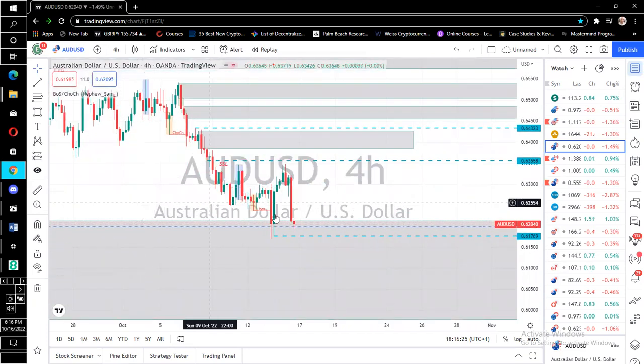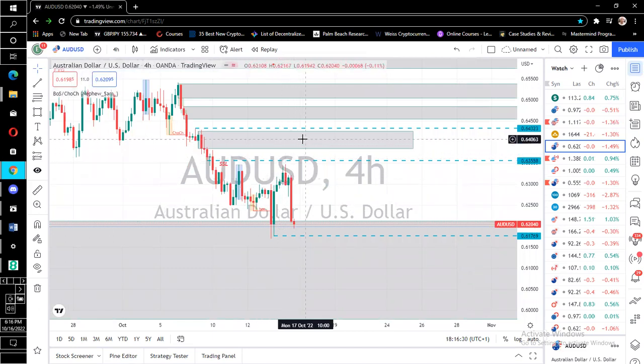AUDUSD isn't performing bad, but then we were anticipating that AUDUSD will find a way to hit this level before they start coming down. But we have seen the push down. All right, so we want to see AUDUSD give us this particular thing down.